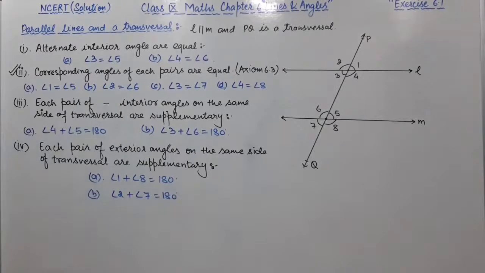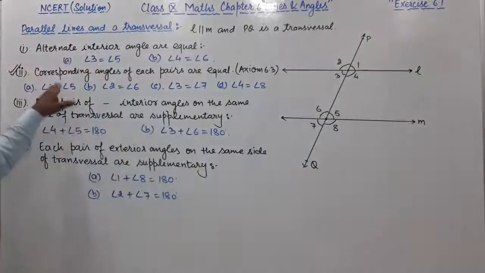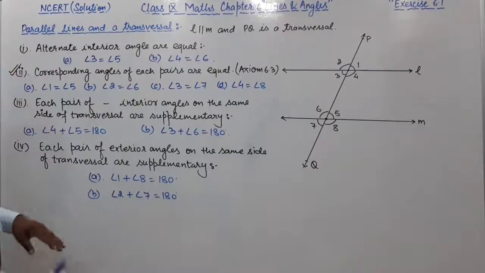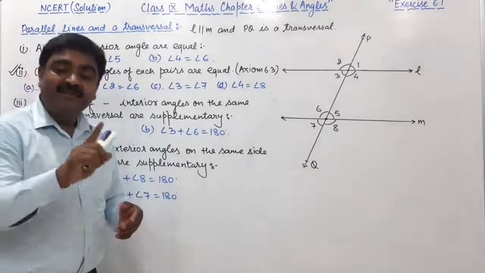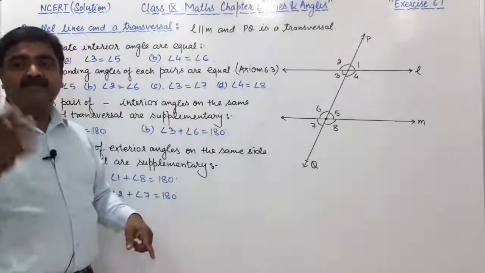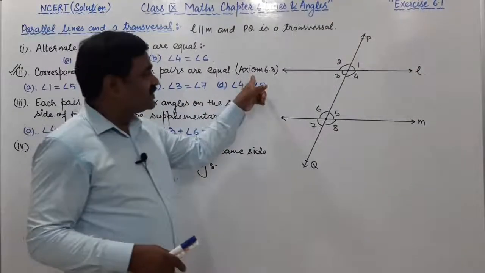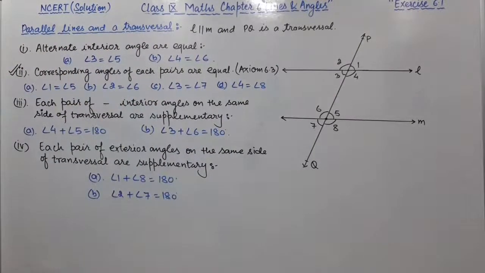See axiom 6.4: If a transversal intersects two lines such that a pair of corresponding angles is equal, then the two lines are parallel. Just the opposite of this is given. If a transversal intersects two lines, it is not given that both the lines are parallel, but if a transversal intersects two lines and the pair of corresponding angles are equal, then the lines are parallel. This is the converse of 6.3, right? Then the lines are parallel in axiom 6.4.